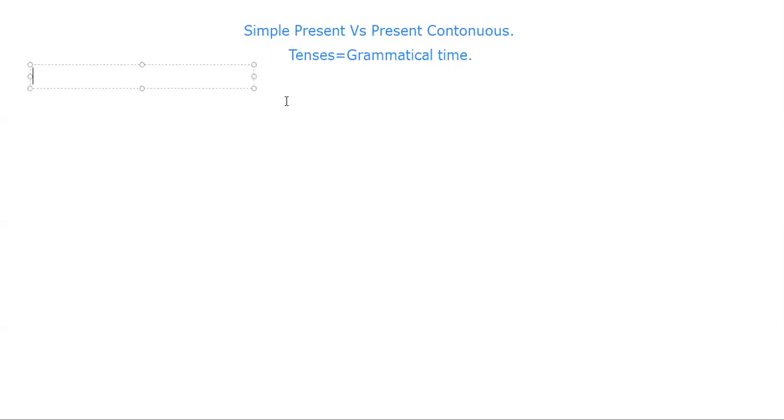So keeping this in mind, simple present versus present continuous. They are tenses, we said. What are tenses? Grammatical times, in case you forget. So let's start with the simple present. Since this is a brief explanation, I'm going to be very brief. Simple present is the first one.